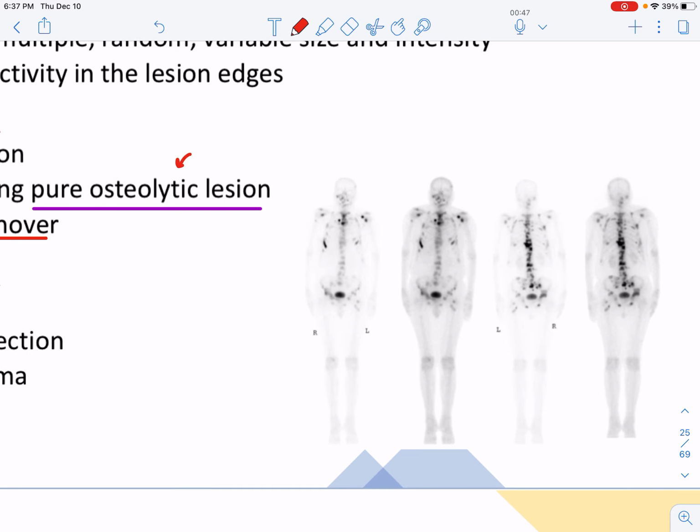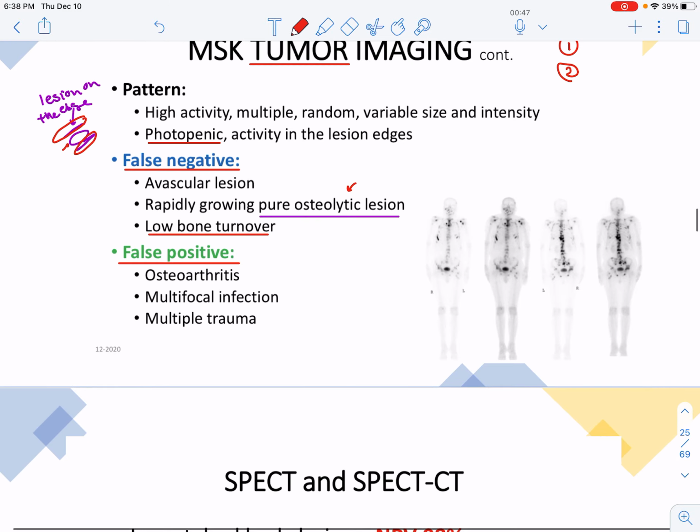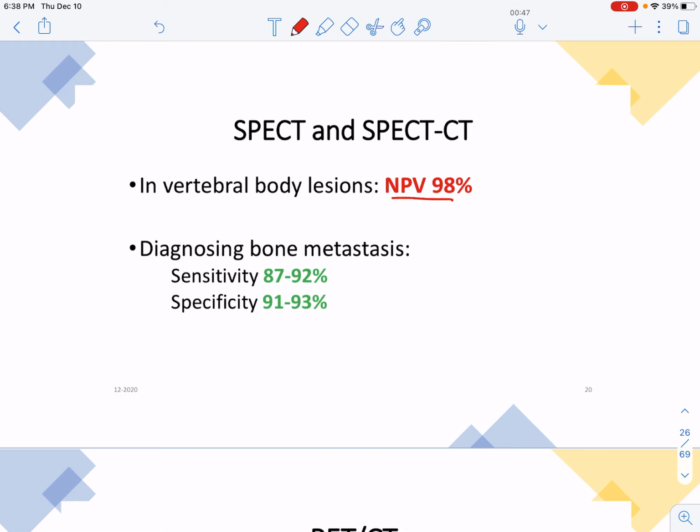هذه صورة توضح فين الكانسر منتشر. هذه كلها النقط اللي شايفينها that has higher uptake, it's metastases in the bone. And here SPECT CT, so the negative predictive value is 89%, and it has a higher sensitivity and specificity for detecting the vertebral body lesion.